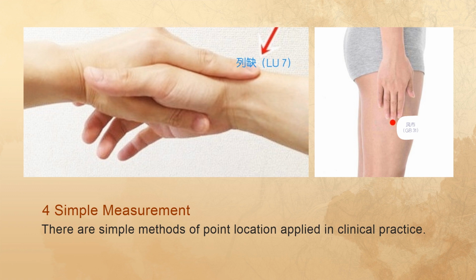The last one, simple measurement. There are simple methods of point location applied in clinical practice. For example, to locate Fengshi, it is at the tip of the middle finger when standing at attention. Or when the index finger and thumb of both hands are crossed with the index finger of one hand stretching, Lieque is in the place right under the tip of the index finger.